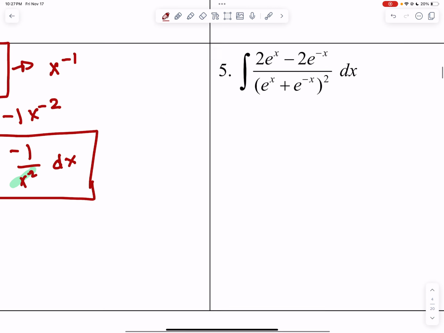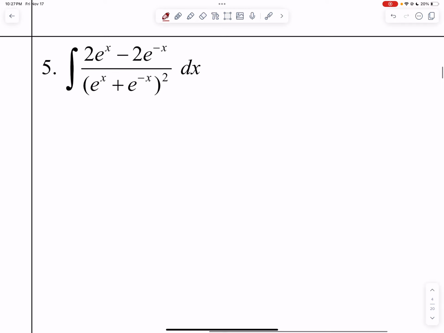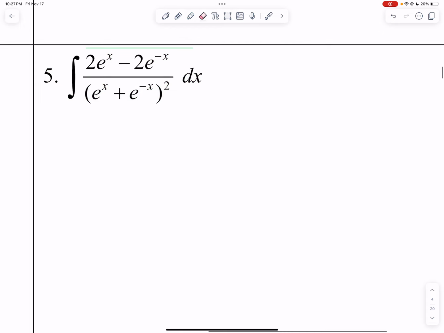All right, same thing for number 5. You'll notice that with number 5, you have x's as your exponents. Since you have x's as your exponents, and that's not really a function inside of a function, then you should probably look at, let's say, your denominator again and see if this can be u.